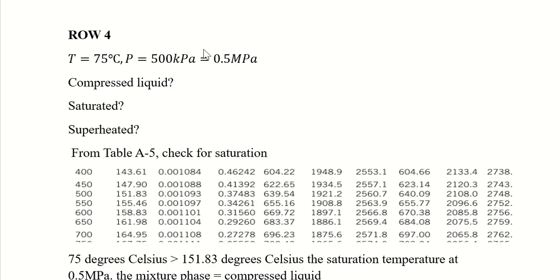So you come to your table A5, the pressure table. You look for 500 kilopascals. It's right here, and you check whether the temperature corresponds with this. The saturation temperature, once you have a pressure of 500, is 151.85 degrees Celsius.